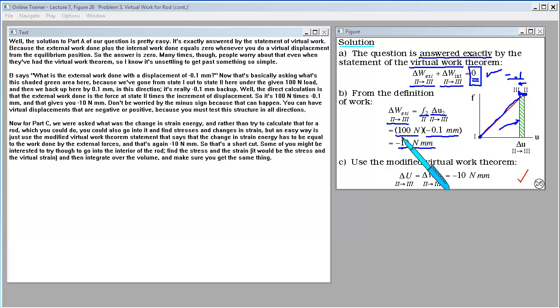Now for part C, we were asked what was the change in strain energy, and rather than try to calculate that for a rod, which you could do, you could also go into it and find stresses and changes in strain, but an easy way is just to use the modified virtual work theorem statement that says that the change in strain energy has to be equal to the work done by the external forces, and that's again minus 10 Newton millimeters. So that's a shortcut. Some of you might be interested to try, though, to go into the interior of the rod, find the stress and the strain, it would be the stress and the virtual strain, and then integrate over the volume and make sure you get the same thing.